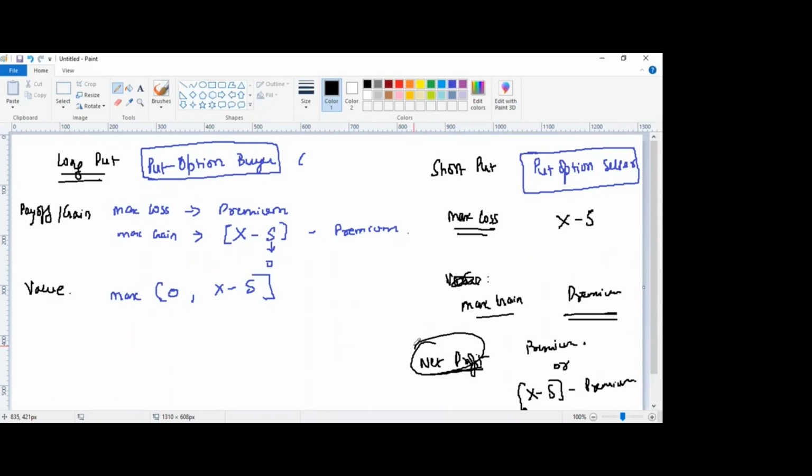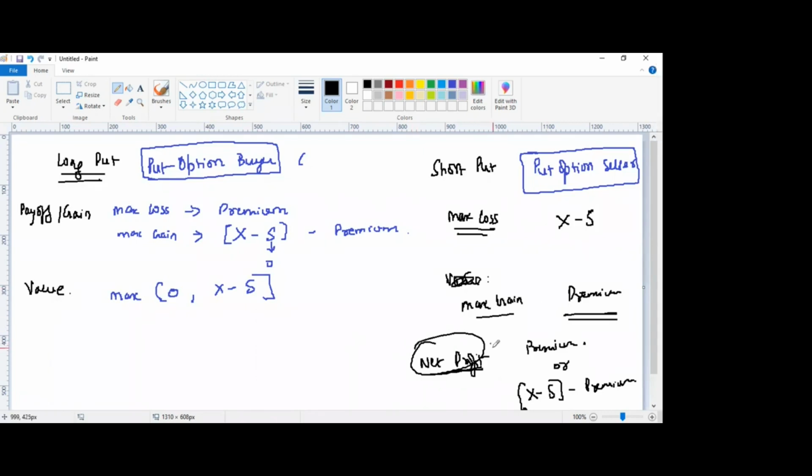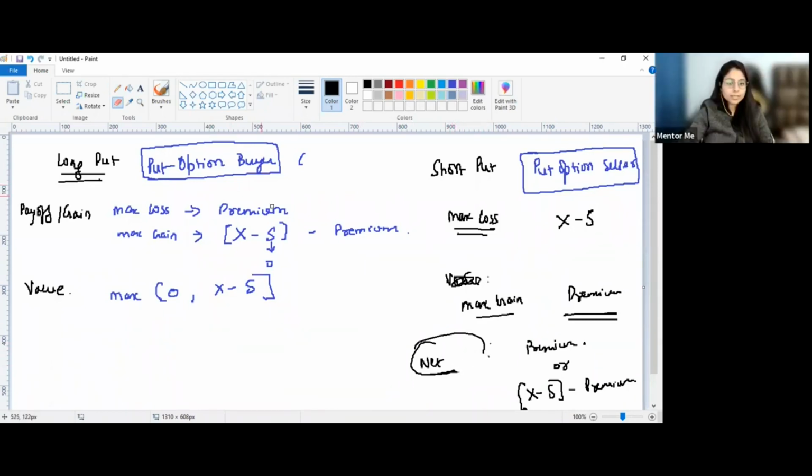ठीक है? Ma'am, would it be plus the premium for the short party, X minus S plus the premium for his net loss? This is the net loss, right? Whatever X minus S, the value you get, if you are taking it as a net loss, then it would be X minus S minus premium. Like your net loss was coming out to be 100 and you could recover 20, so net loss becomes 100 minus 20, that is 80.